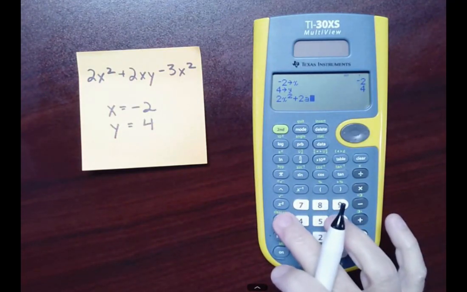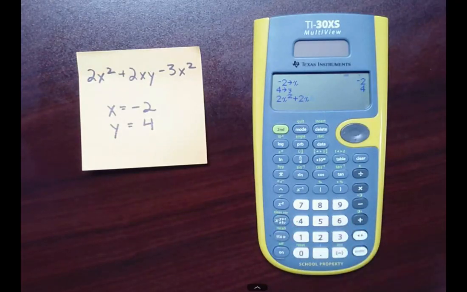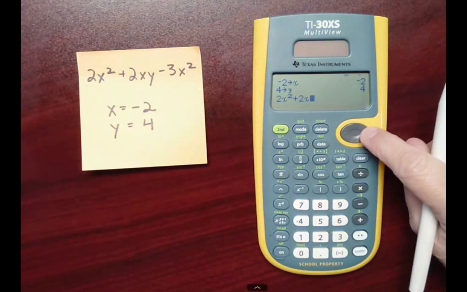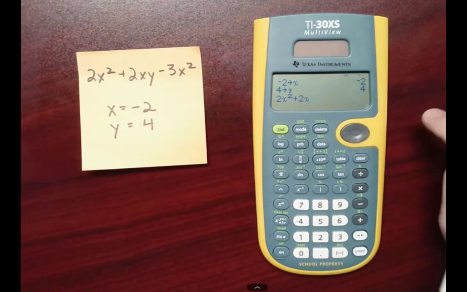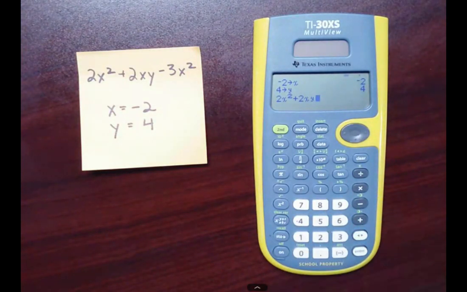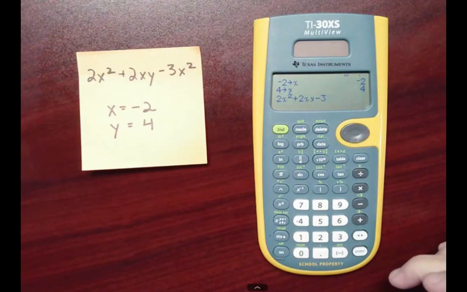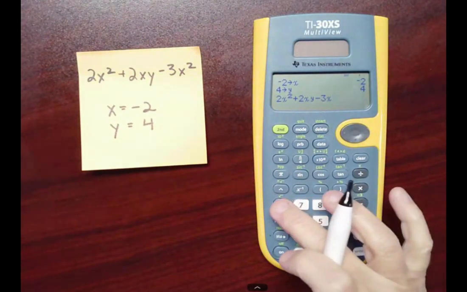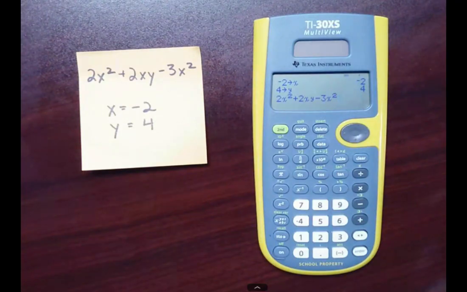Here's the trick. When the x is there, you have to move your cursor over. You can't see that your cursor's moving over, but by pushing the cursor over, now I can add the exponent of y. Minus 3x squared. And when I hit enter, I get the answer of -20.